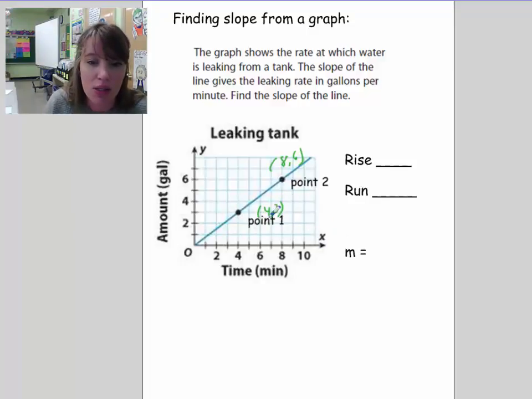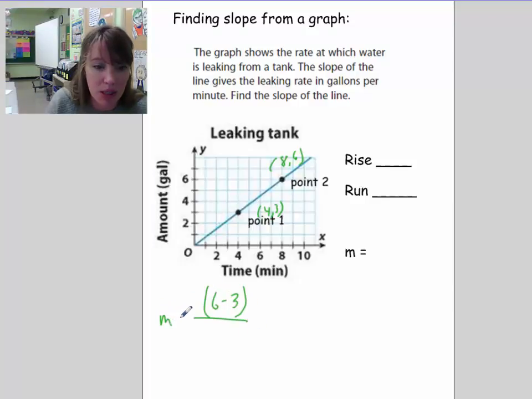All right. So one way I can do it is using the formula, which is the change of y, which would be 6 minus 3, over, so m is equal to 6 minus 3 over 8 minus 4. So again, I'm not really sure why I use parentheses. It's just force of habit here. So it would be 3/4. So the slope is equal to 3/4.